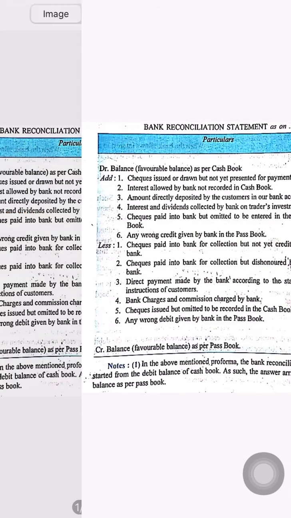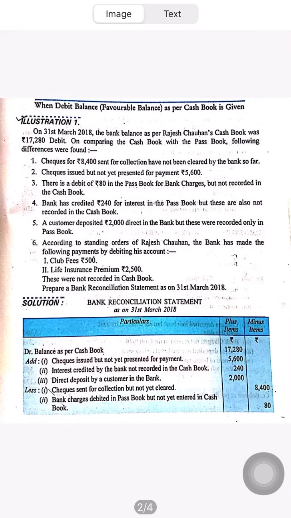Okay, so let's read illustration number 1. On 31st March 2018, the bank balance as per Rajesh Chauhan's cash book was 70,280 debit, meaning debit balance as per cash book. Okay, so there are 6 entries. Check for 8,400 sent for collection has not been cleared by the bank so far. Okay, check issued but not presented for payment, etc. and etc.